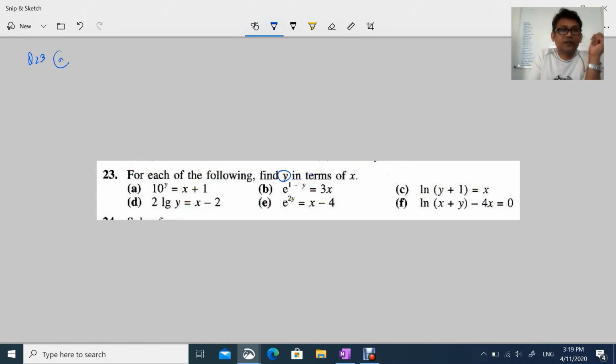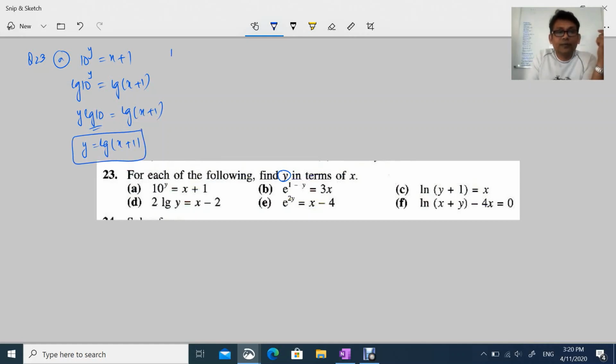Okay, the first part I would like to do a little bit fast. 10 power y is equals to x plus 1. I want to make y the subject. When you want to make y the subject, your y should not be in the power form, so you have to move it down. So what I have to do, I have to apply log both the sides. Log of 10 power y is equals to log of x plus 1. This y will become the coefficient, yes, shift it down. So this is the way. Log 10 is 1. So y is equals to log of x plus 1, and that's your answer. We've done it.